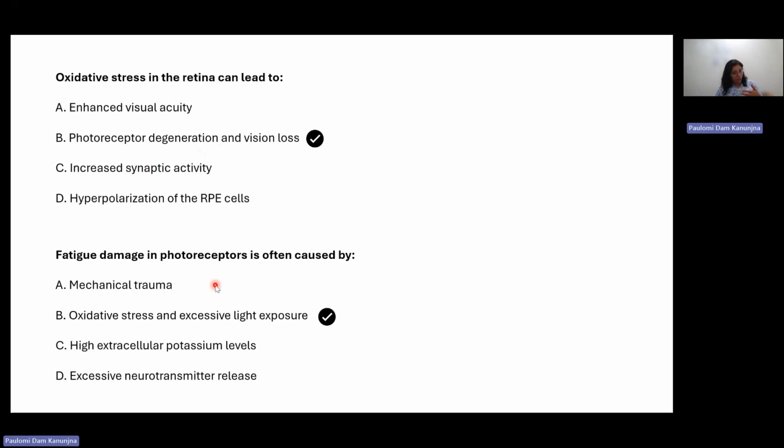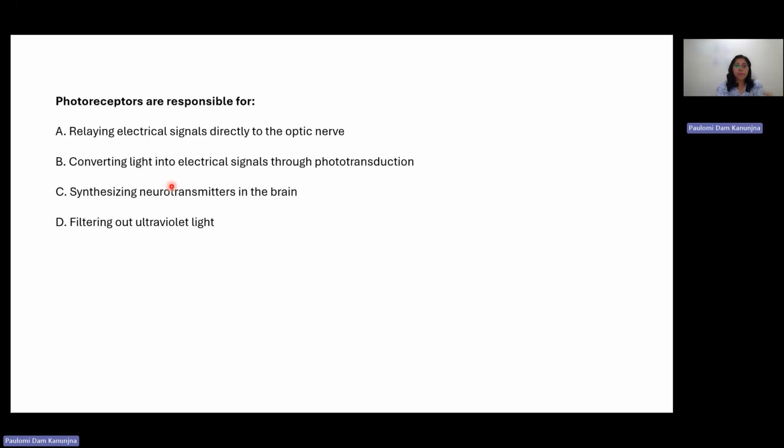Similarly, if you have overuse of the rods and cones, they start degenerating, they start having problems. So first they have fatigue damage, and then the accumulation of the damage leads to degeneration, and because the photoreceptor is degenerating, it leads to vision loss, right? Okay. So how will you summarize this part?